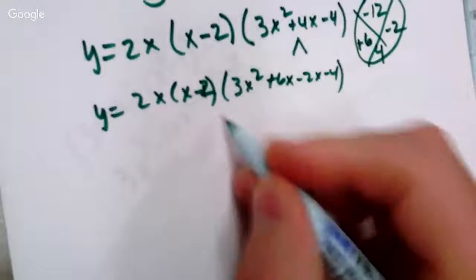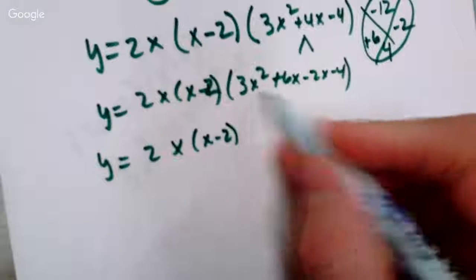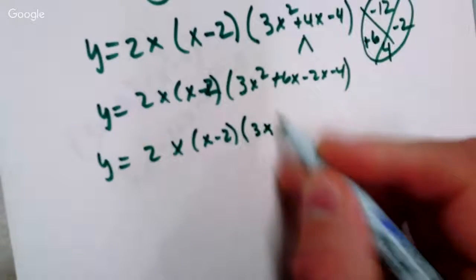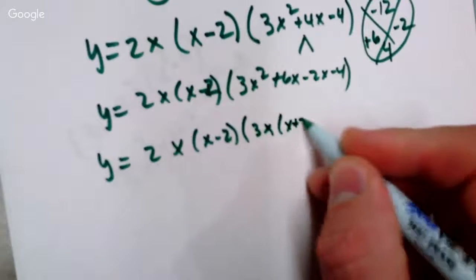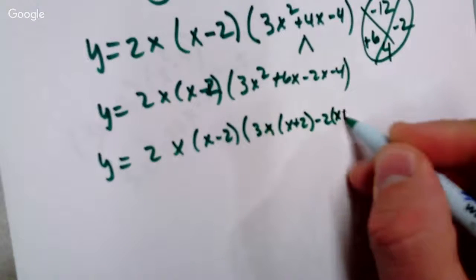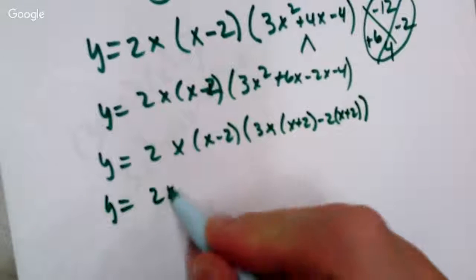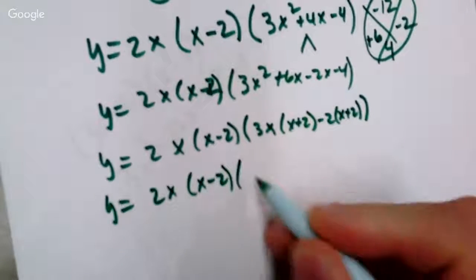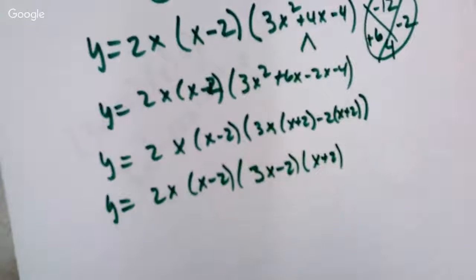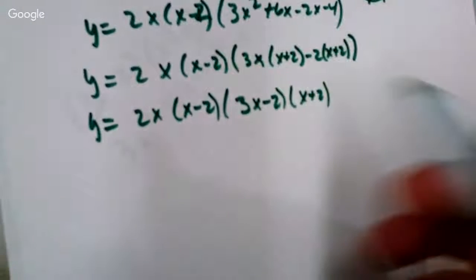And don't forget, then we factor by grouping. Factor those two. What do these two have in common? They have a 3x. What's left over when you take that out? X plus 2. What do these two have in common? A minus 2. And that's left over, x plus 2. Right, so there's our factored form.